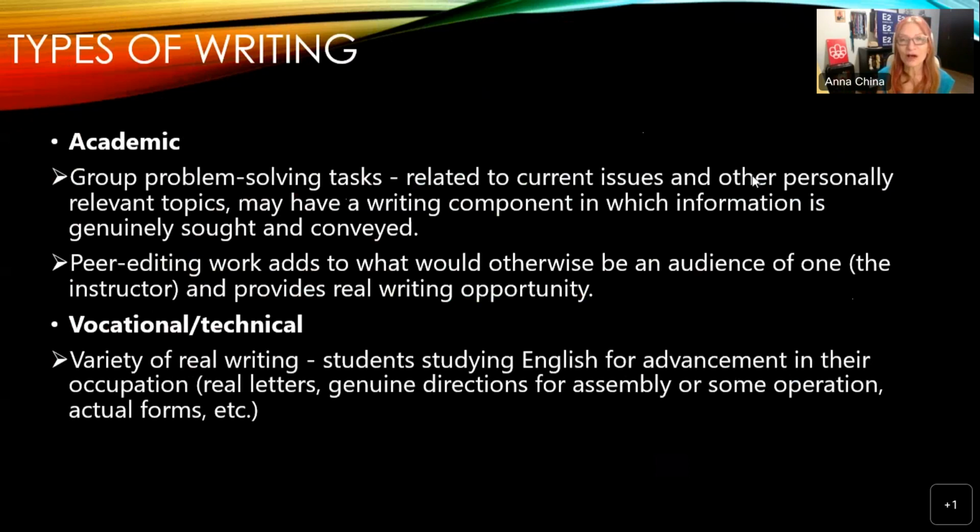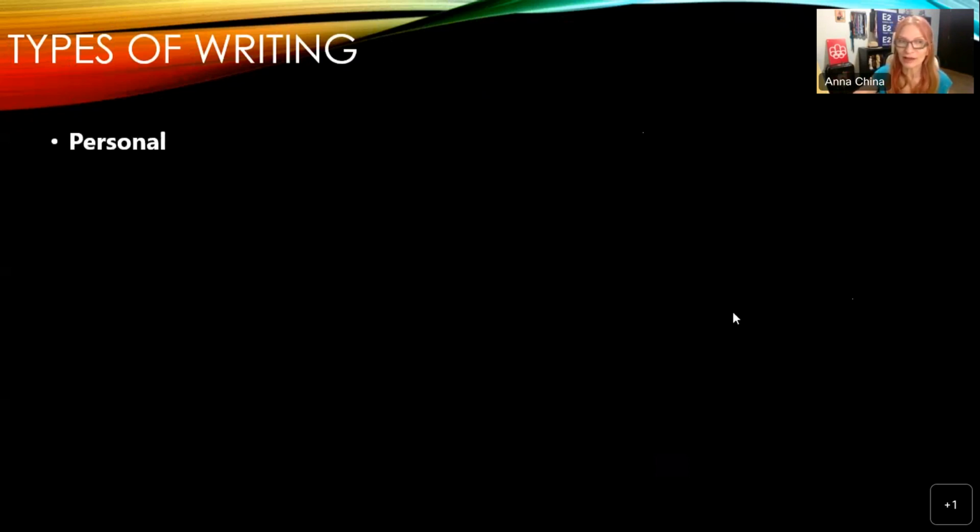Vocational and technical, this also, it is kind of like a variety of real writing. Many students, in order to advance in their studies, they need to produce material in English, either an article, even if they're studying in a country where English is not maybe the official language, but as a second language, they may need to produce material that is in English in order for them to advance. They may need to participate in interviews. So they have to write a cover letter. They have to write their resume. So this is included in technical and vocational writing.